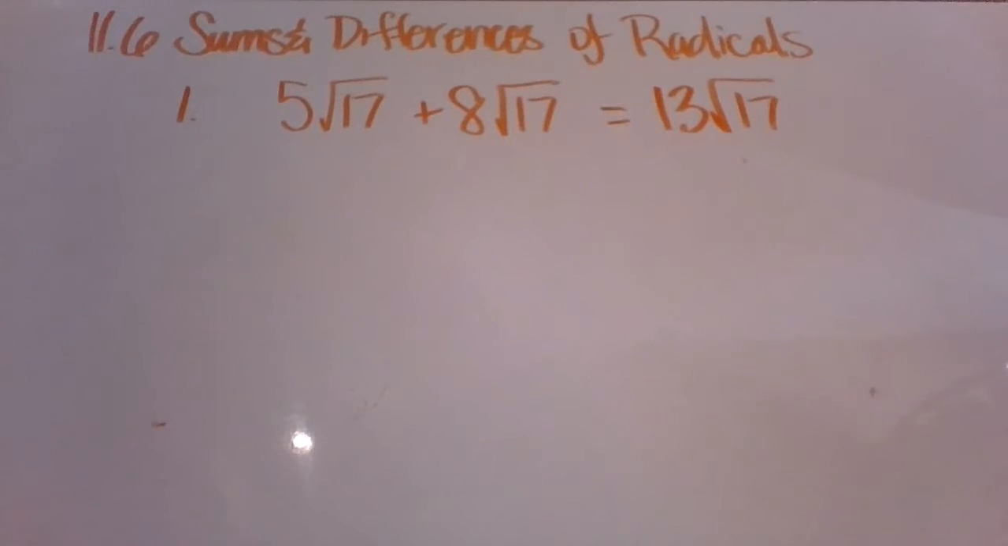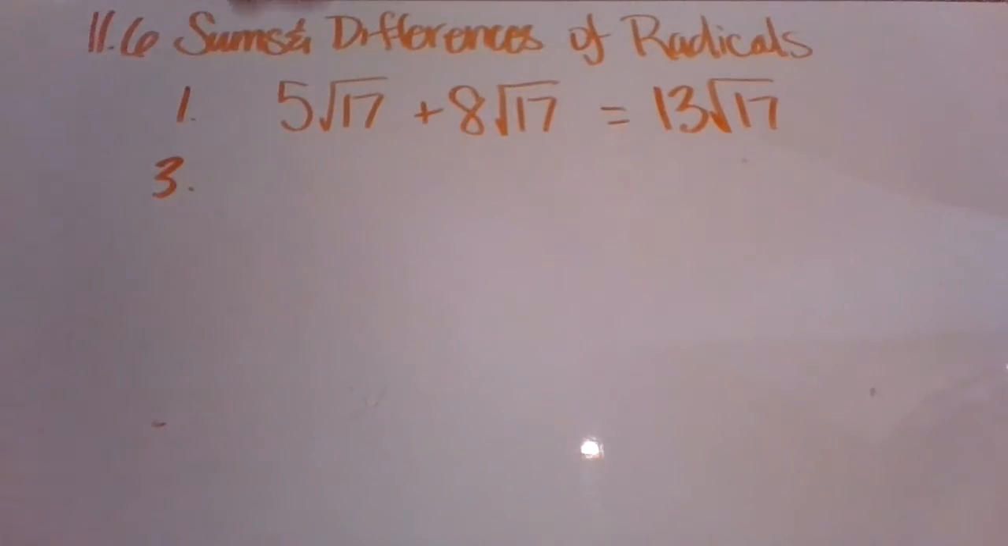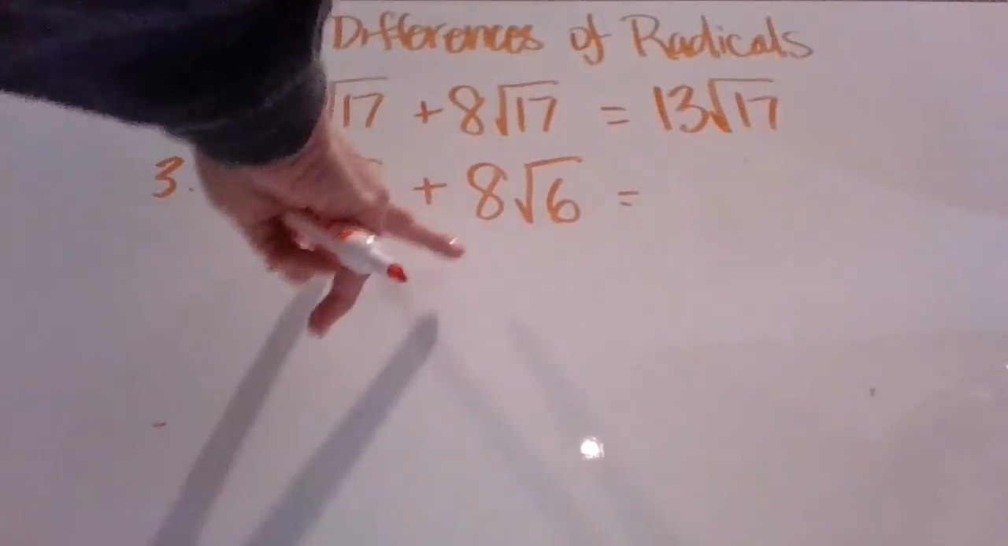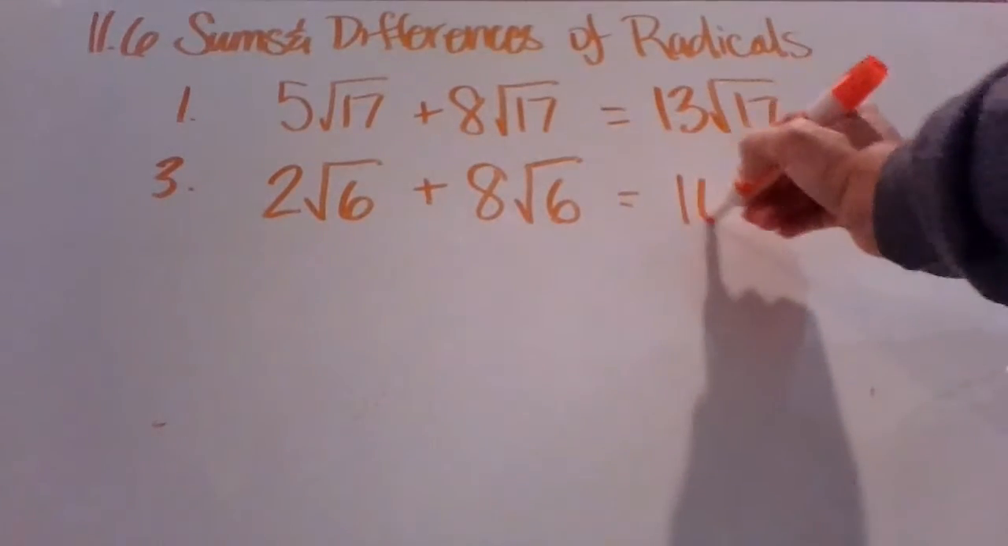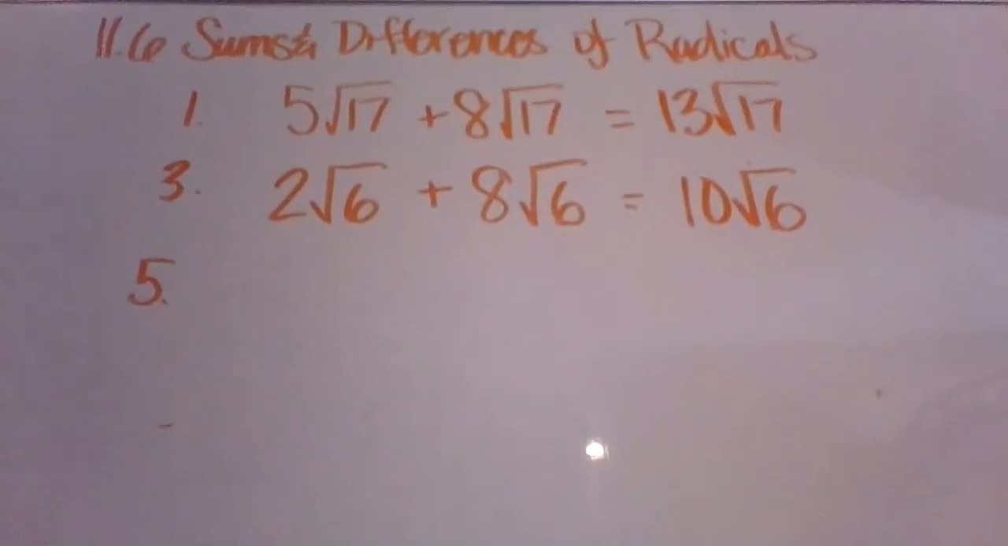Number 3. Number 3 is 2 square root 6 plus 8 square root 6. I make sure that the square roots match, and they do. So 2 plus 8 is 10 square root 6. Number 5.